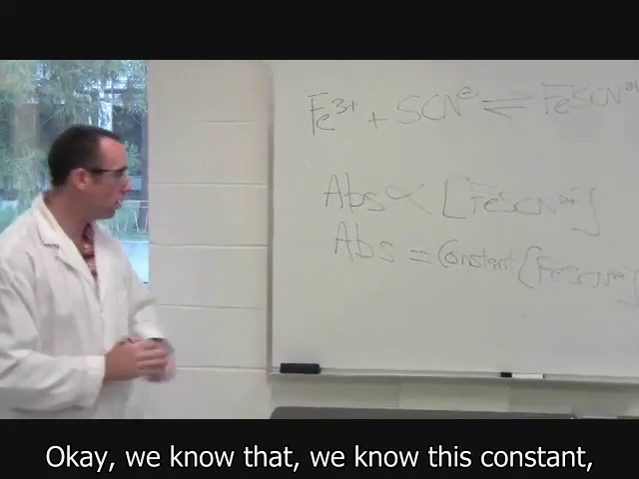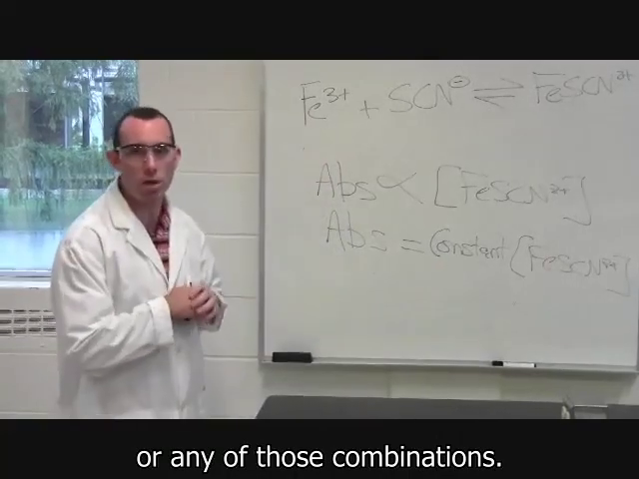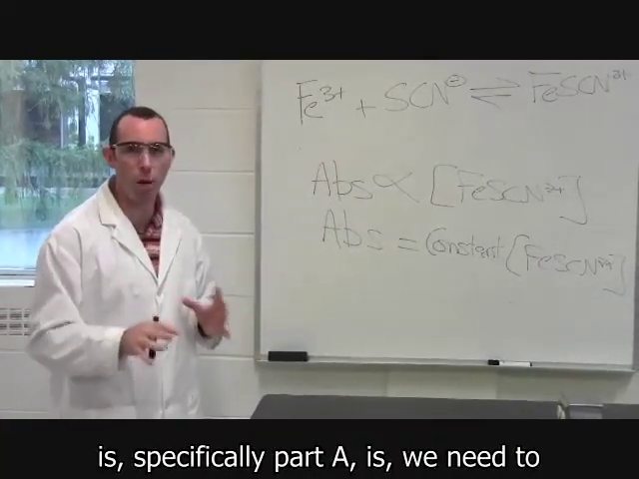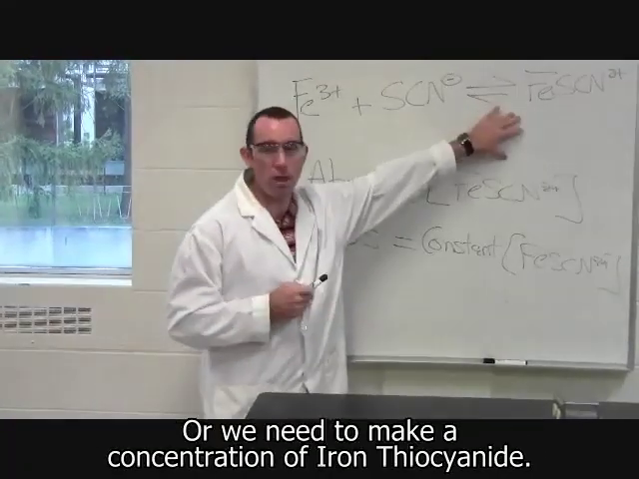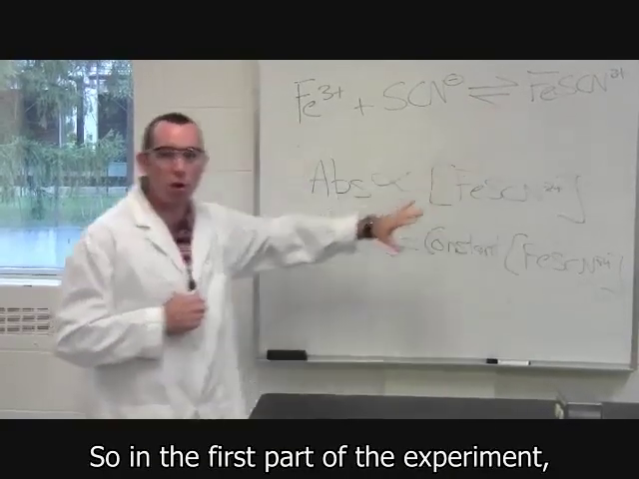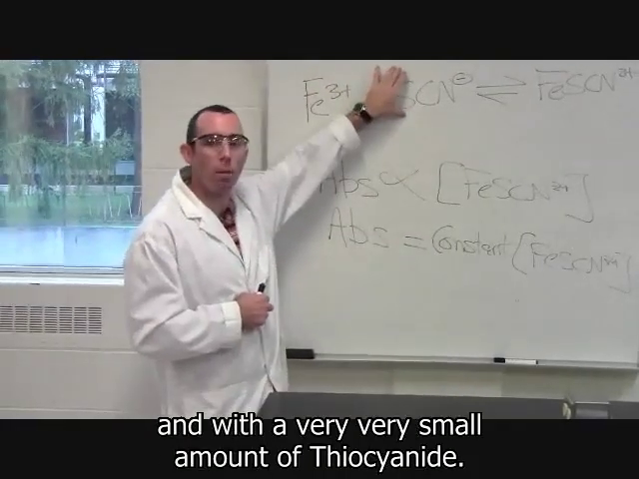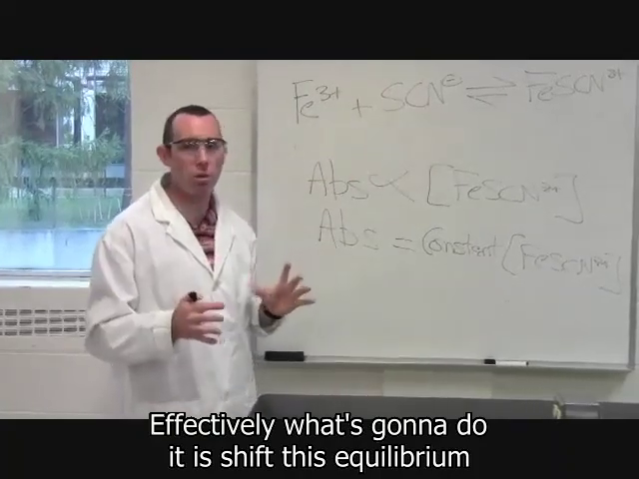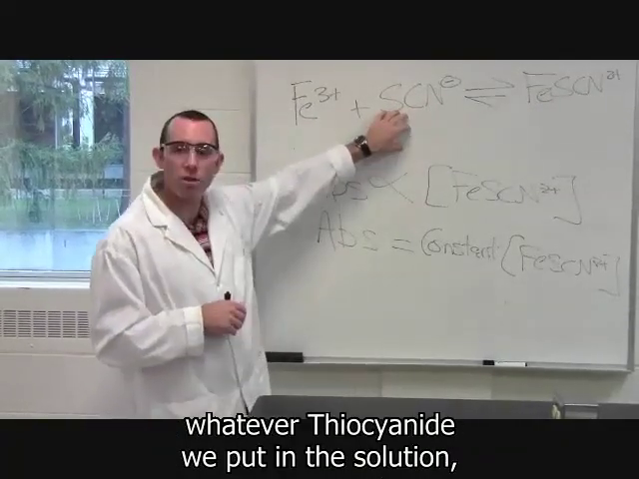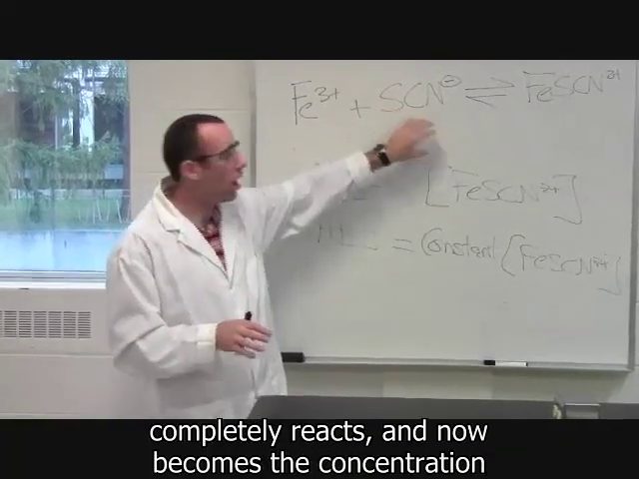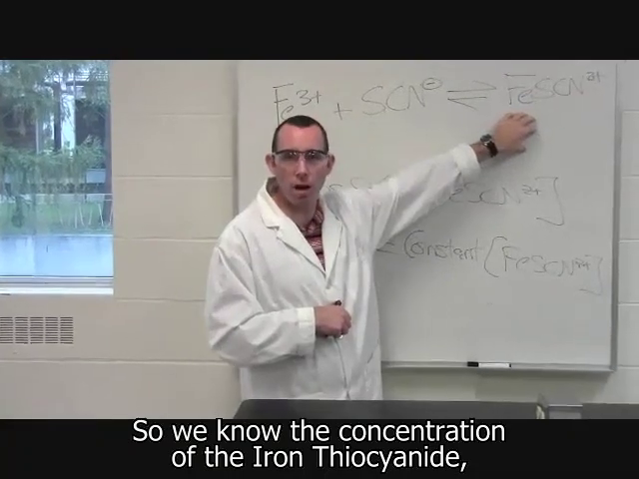If we know this constant, and we know absorbances, we can figure out concentrations or any of those combinations. So what we're going to do in this experiment, and specifically part A, is we need to make a concentration of iron thiocyanate. In the first part of the experiment, we're going to put a huge excess of iron 3 plus with a very, very small amount of thiocyanate. Effectively that's going to shift this equilibrium all the way to the right so that we can make the assumption that whatever thiocyanate we put into solution completely reacts, and that now becomes the concentration of iron thiocyanate. So we know the concentration of the iron thiocyanate.